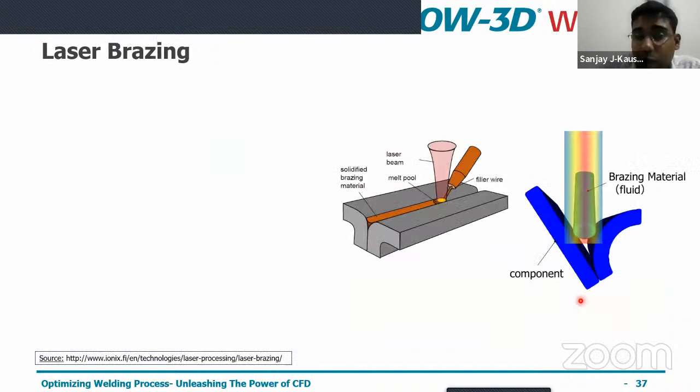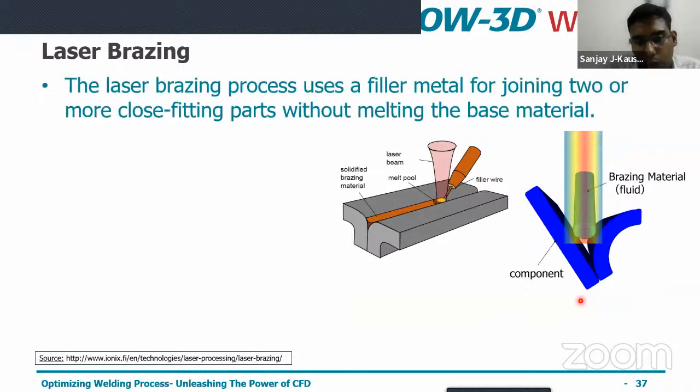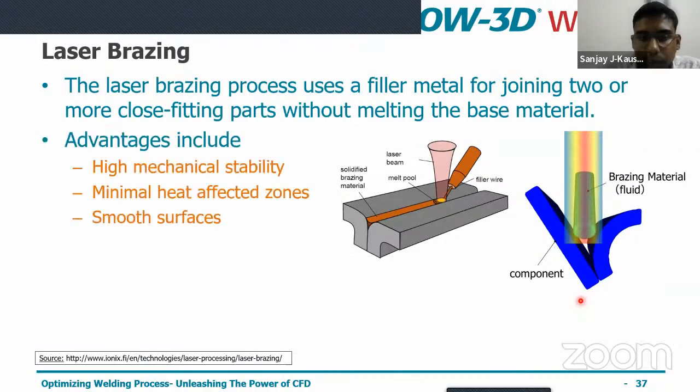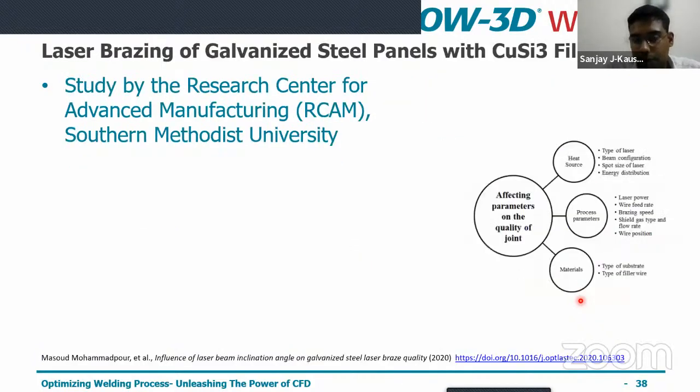Coming to the next process, we have laser brazing. It is a joining of two different metals with the help of a filler wire. There are advantages of laser brazing also: high mechanical stability, minimal heat affected zones, and smooth surfaces. Here I have a very small case study on the laser brazing process. This is given to us by the Research Center for Advanced Manufacturing, Southern Methodist University.